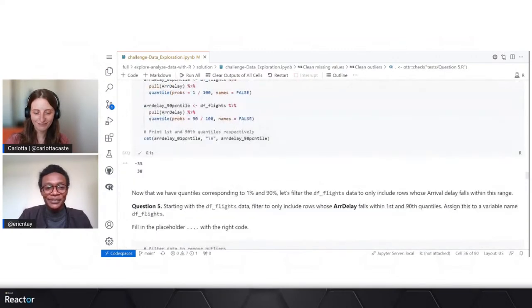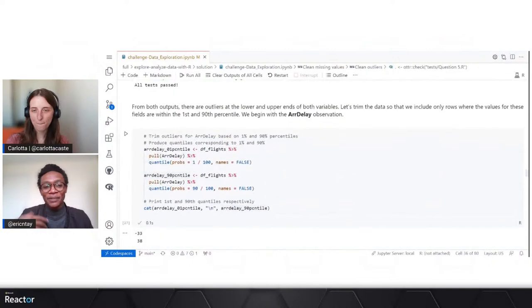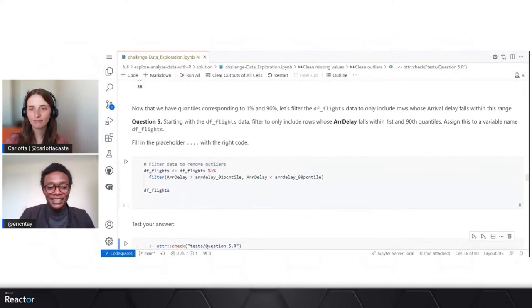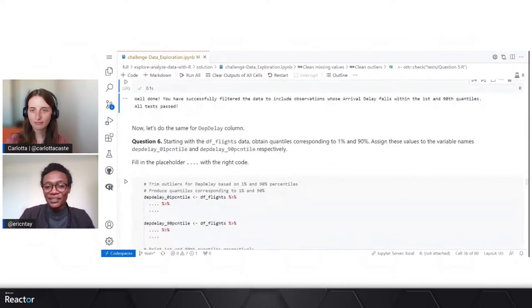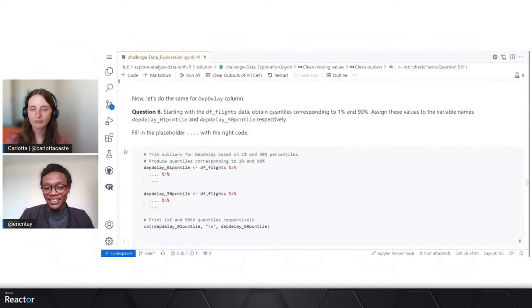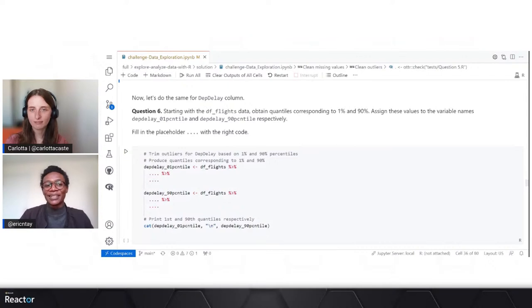Yes, Carlotta, as you said, we are basically following the same convention that we used here, and then doing the same for the departure delay column. So yes, it should be as easy as possible. So we'll invite you to, of course, code along with us if you have the notebook open.